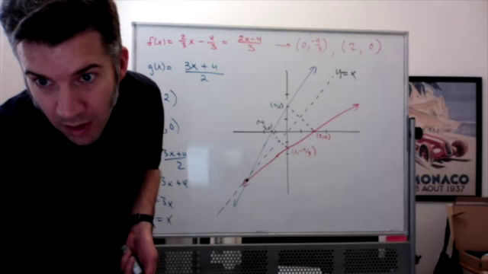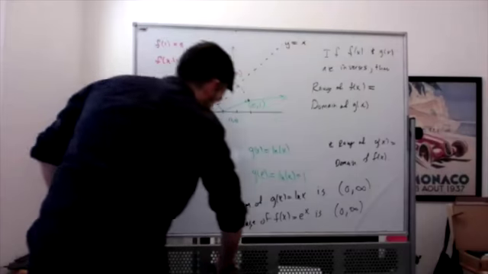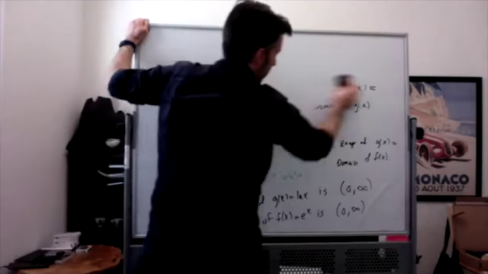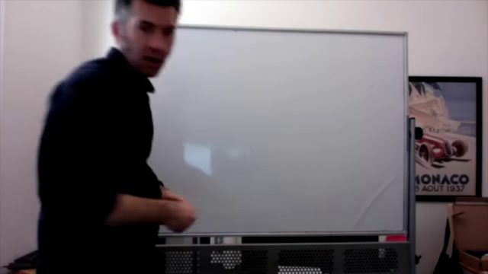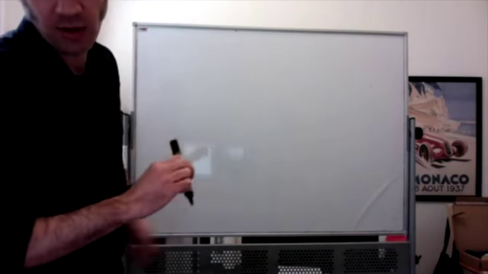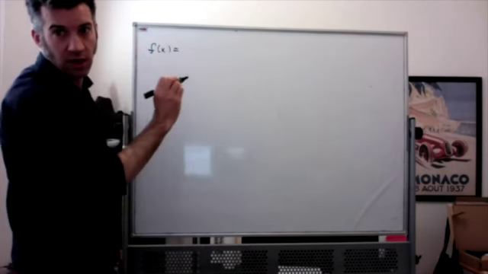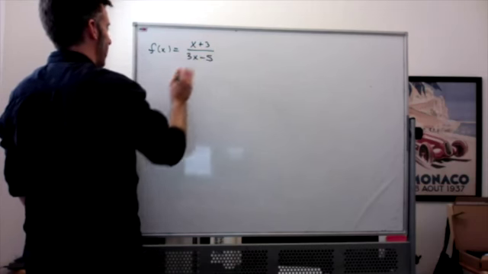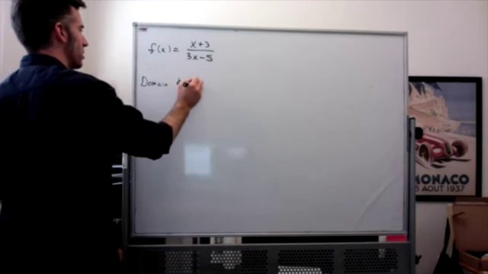All right, so let's look at this next one. I am going to want to see the work for this, even if the answer is maybe easy to guess. Okay, so let's look at this example. Let's look at f(x) equal to (x + 3) divided by (3x - 5). And I want to find both the domain and the range without graphing.